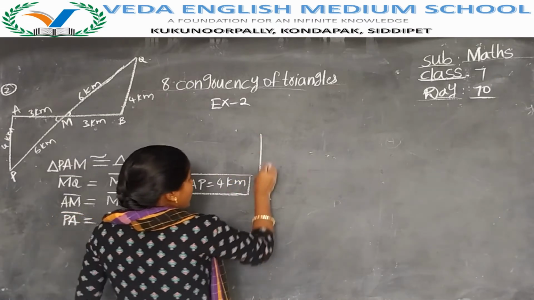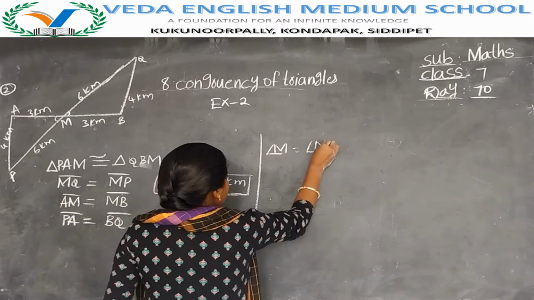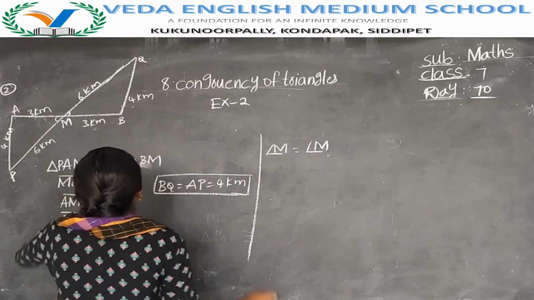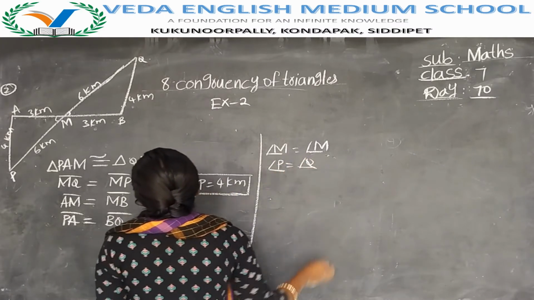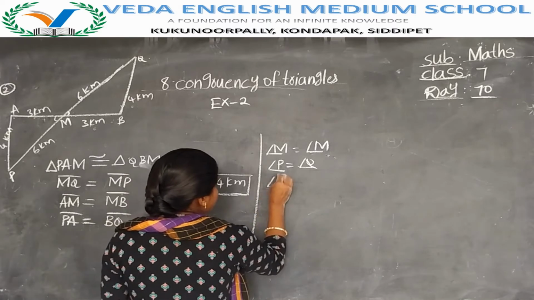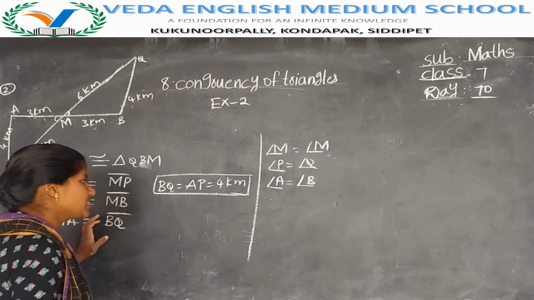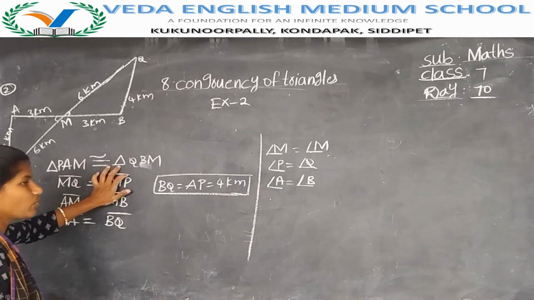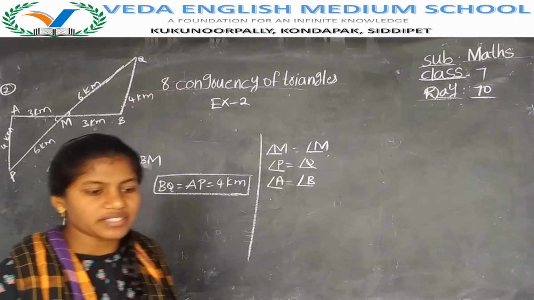Here angle M falls on angle M. Then angle P falls on angle Q. Then angle A falls on angle B. Based on the sides it is equal, based on the angles also it is equal. So these two triangles are equal by the rule of SAS. Okay, the second solution has been completed.